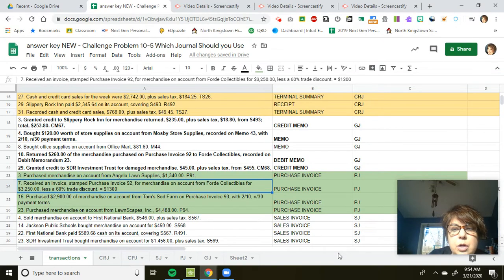Okay, I'm back. We're talking purchases journal. I skipped the general journal for a minute because I think that those are a little bit more complicated. Let's get through the purchases journal. Purchases journal, there are 1, 2, 3, 4 transactions.